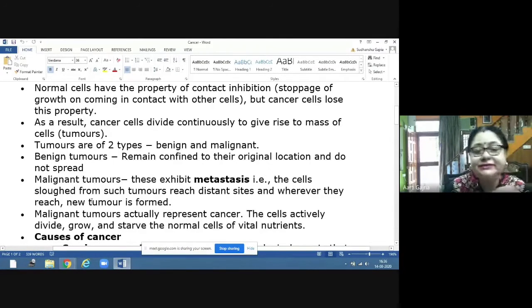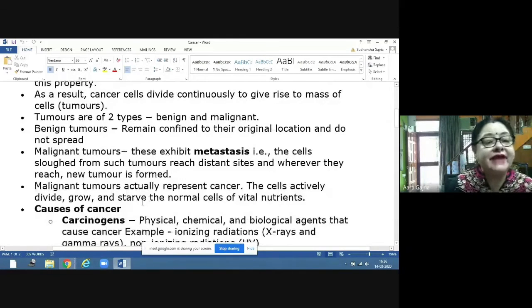The other type is the malignant tumor. Now, this malignant tumor is very dangerous. Why? Because it exhibits metastasis. What is metastasis? Some of the cells of the tumor get detached from the tumor and reach distant sites, other parts of the body, and wherever they reach, they again start increasing in number. This is how they spread all over the body. So this malignant tumor is very, very dangerous.